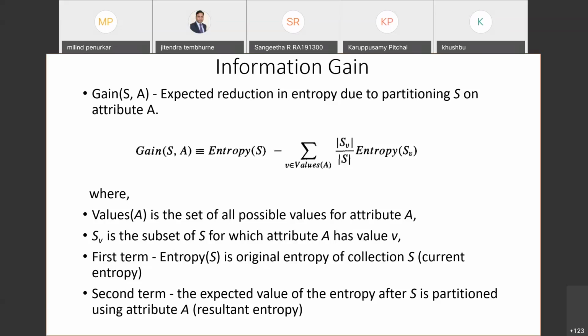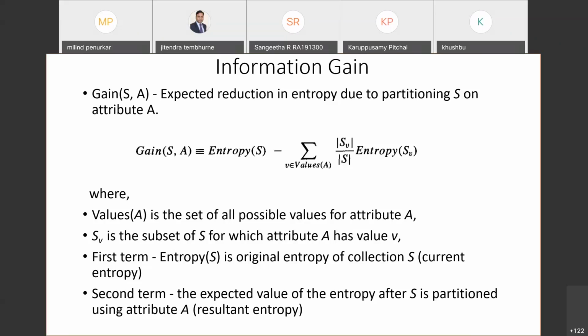Clear? So Values(A) is the set of all possible values for attribute A. Sv is the subset where attribute A has value v. The first term, Entropy(S), is the original entropy of the collection S. The second term is the expected value of entropy after S is partitioned using attribute A. It's called the resultant entropy.